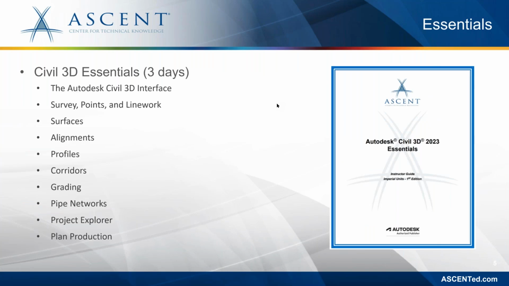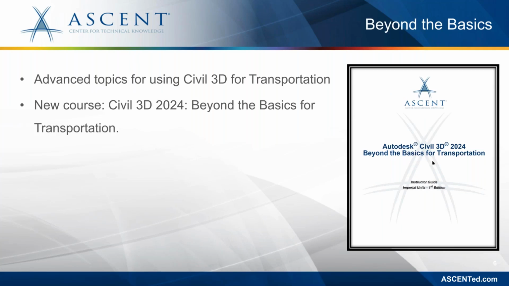So within the Essentials course, we covered a lot of things at a basic level, and you'll note that many of these things are actually covered in the new course that we have. For example, alignments, profiles, corridors. But these were covered at a very basic level. And what we're going to be looking at is transportation for Beyond the Basics. And this is the new course that we've introduced. And so there's advanced topics for creating transportation corridors using Civil 3D. And this is this new course, Civil 3D 2024, Beyond the Basics for Transportation.